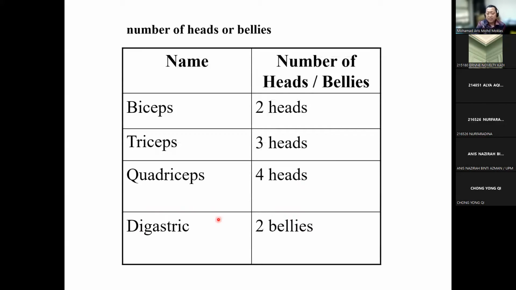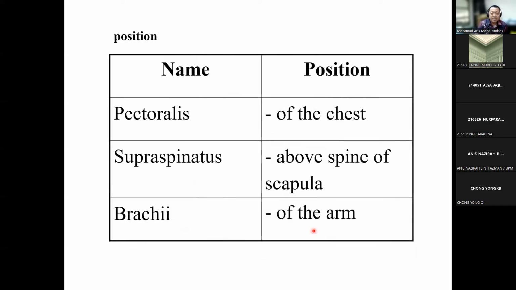Or it can be based on the number of heads or bellies. As I mentioned earlier, biceps two heads, triceps three heads, quadriceps, quad means four heads. Two bellies means digastric. Di means two. Okay, two bellies.